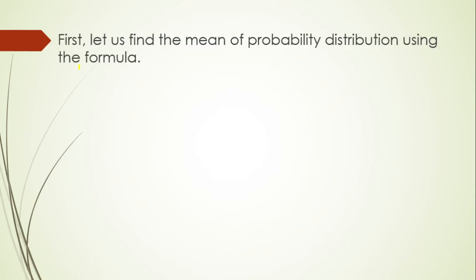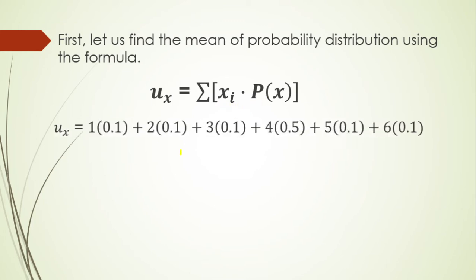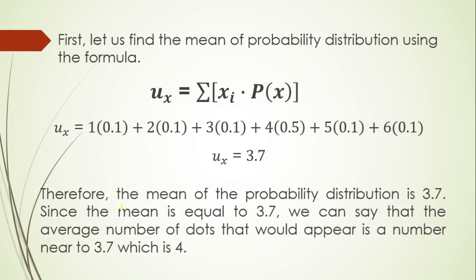First, you have to find the value of the mean using this formula. The mean is equal to the summation of x sub i times p of x. Substituting, it is 1 times 0.1 plus 2 times 0.1 plus 3 times 0.1 plus 4 times 0.5 plus 5 times 0.1 plus 6 times 0.1. The mean is equal to 3.7. Therefore, the mean of the probability distribution is 3.7.